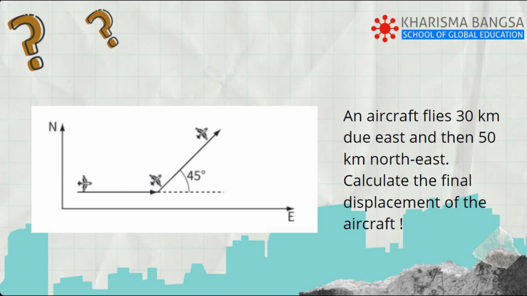Now, let's move to the last example of the question. An aircraft flies 30 kilometers due east and then 50 kilometers northeast. Calculate the final displacement of the aircraft. Here, the question also provides you with a picture which can help you to understand the question. Again, there are several steps to answer this question.